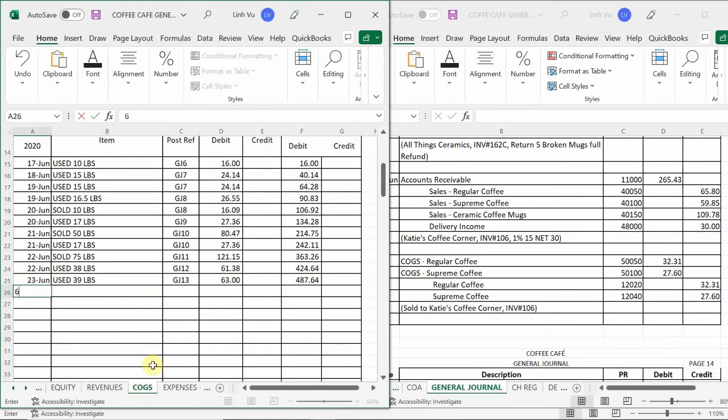Okay, so regular coffee, we sold 20 pounds for $32.31, giving me a grand total of $519.95. $519.95. Good.